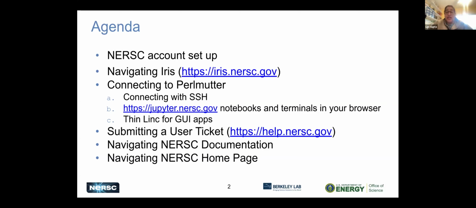Then we're actually going to talk about connecting to Perlmutter. So we're going to talk about how to use SSH, as well as a really great service we provide called Jupyter. And I'll mention an X forwarding client, ThinLinc, which is what we're transitioning to. We're in the process of a transition, but this is something that you can use if you're trying to run a GUI app on NERSC, just to make the process a little bit better.